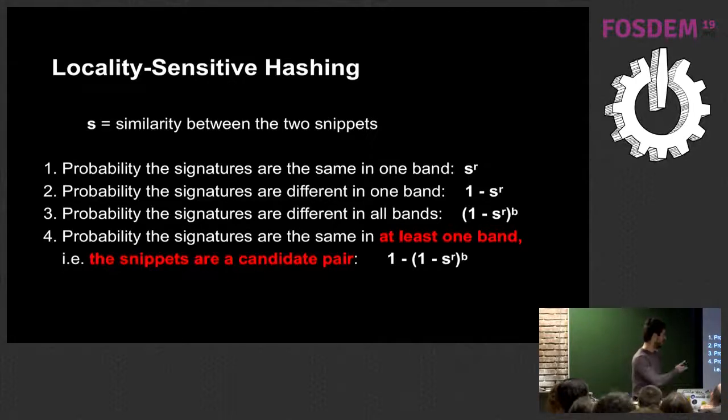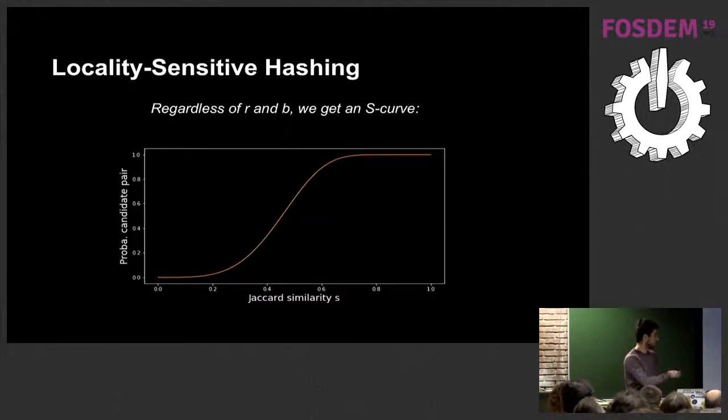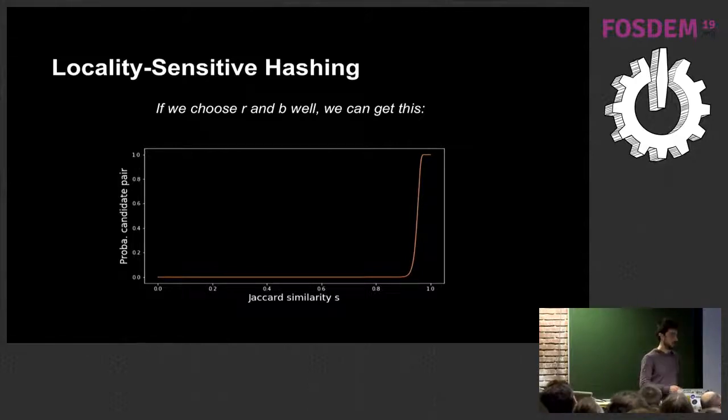So for those of you that don't often do math or haven't done some for a while, this might seem a bit abstract, but basically this function, regardless of R and B, has this shape, what we call an S-curve. Now, if we choose R and B appropriately, we actually get this kind of curve, which is exactly what we want, because this curve means that if we have a candidate pair, then with high probability they will have a Jaccard similarity over a certain threshold that you can choose beforehand. So here, this is an example with, I think, a threshold of about 0.95 for the similarity.